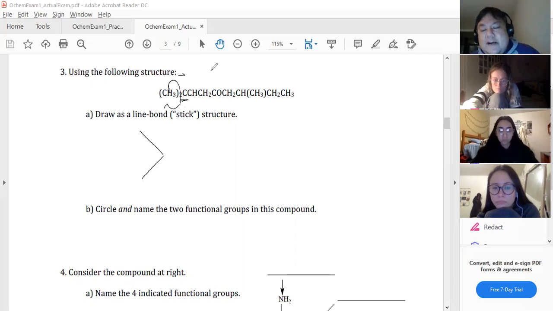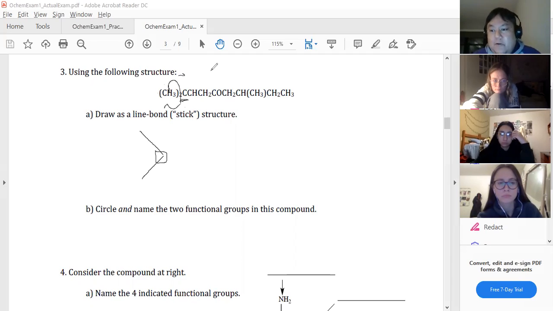Does this carbon have any hydrogens as written in the formula? No, there's no hydrogen right after it, right? So how many more bonds does this carbon need to be happy to have a full octet? 2. So that's why this next one has to be a double bond, right? You have to make your full octet. If it's not a full octet, you'll have a charge on that atom, but you don't have one. So does that make sense?